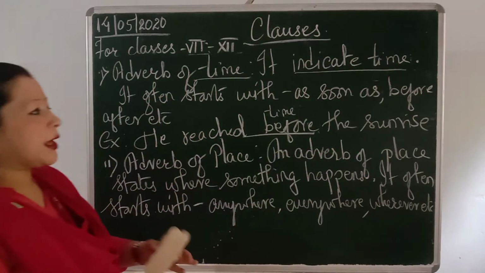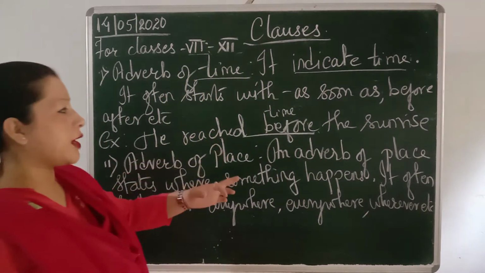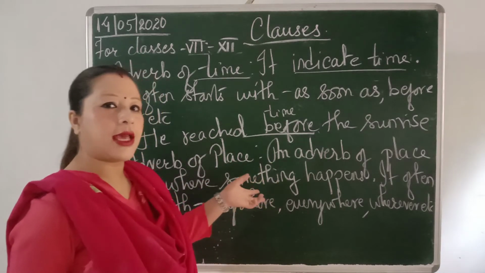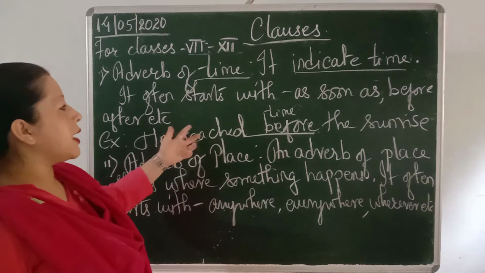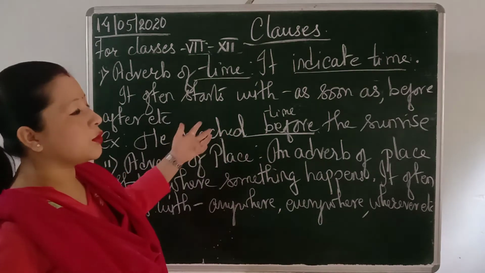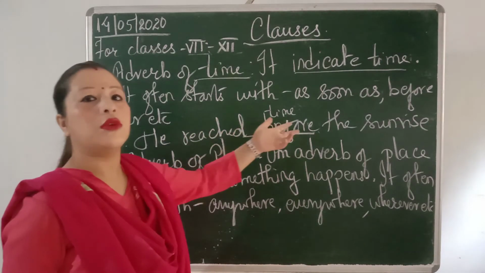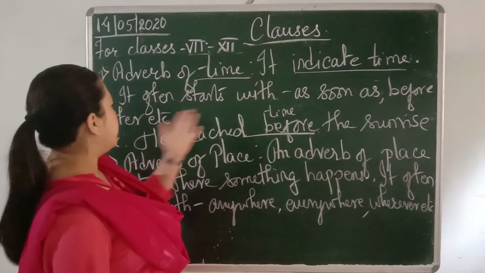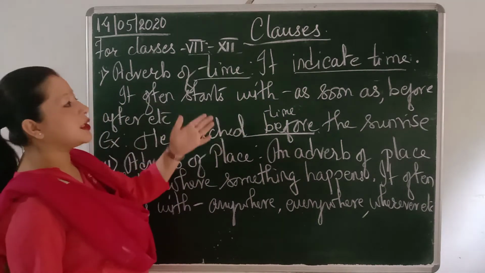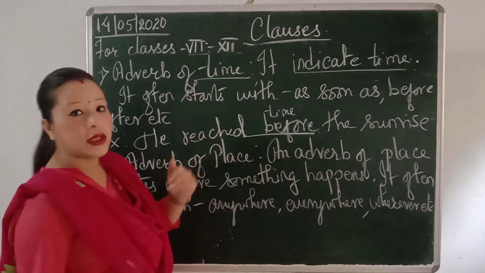So this is how you make a sentence. He reached before the sunrise. He reached after the sunrise. As soon as also you can use it. As soon as he came. As soon as he reached, the school was closed. So this way you can make a sentence with the help of the words given here. And this word proves that this is an adverb of time.